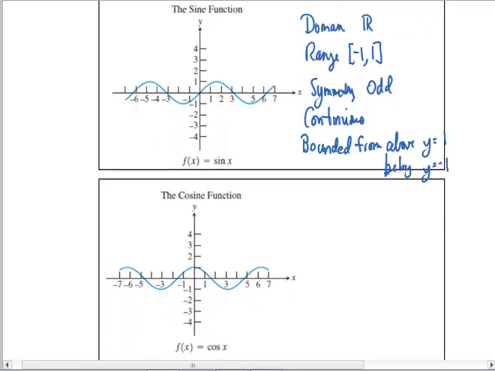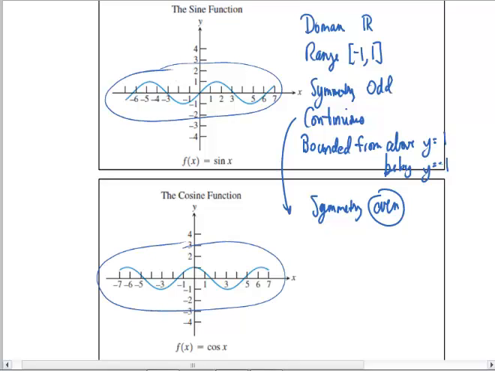The cosine function is very similar to the sine function, except its symmetry is even. Now, you're going to need to graph both of these functions accurately. So you should take note of how the function starts and how it progresses.